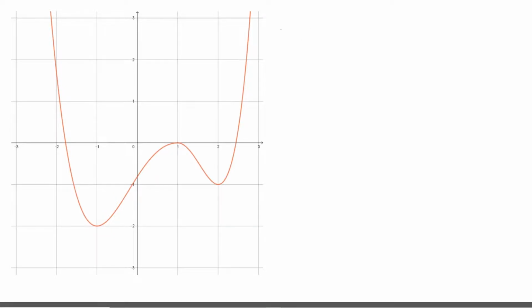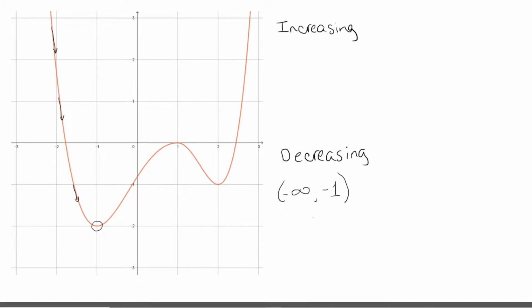Let's look at this graph here, and we want to figure out where it's increasing and where it's decreasing. Remember, we read graphs left to right. So as I start, I can see this graph is moving down. So that would be decreasing up until I hit this point here. So it's decreasing from negative infinity up to -1. And we always use an open parenthesis rather than square brackets for increasing and decreasing.